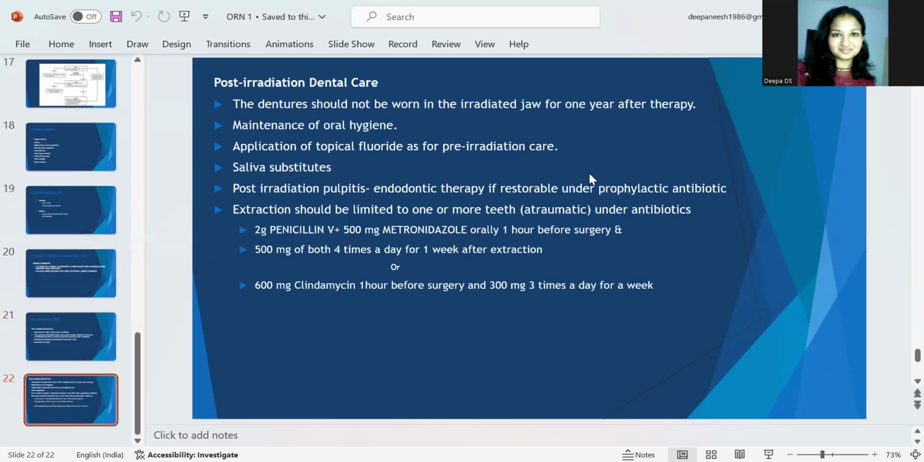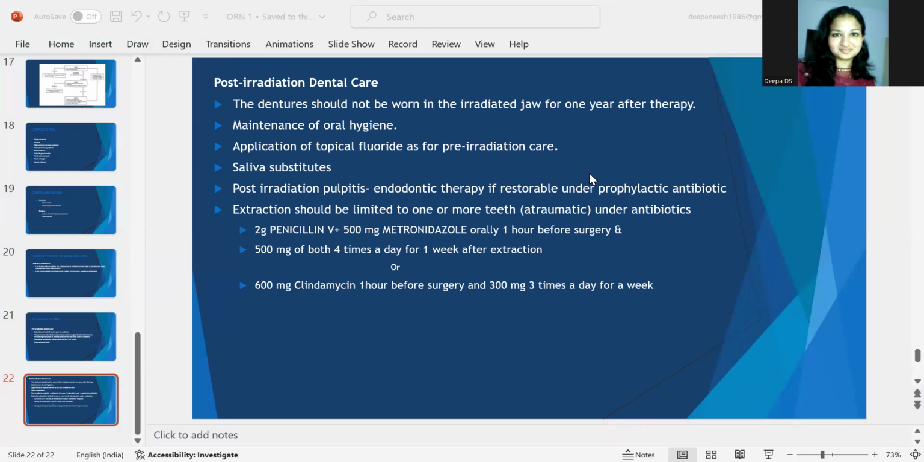Post-irradiation dental care. The denture should not be worn in the irradiated jaw for 1 year after therapy. Maintenance of oral hygiene. Application of topical fluoride as for the pre-irradiation care. Saliva substitute. Post-irradiation pulpitis, endodontic therapy, if preferable, can be done. Extraction should be limited to one or more teeth and with antibiotic therapy.